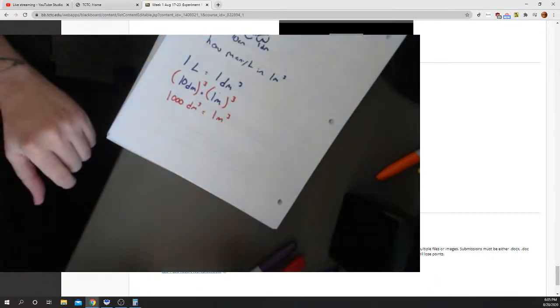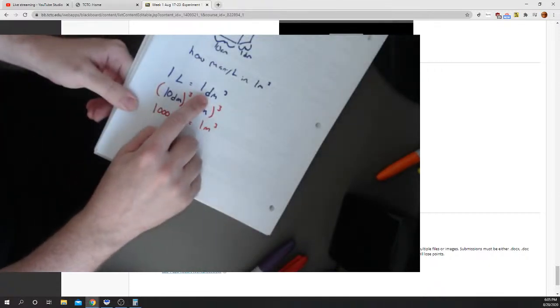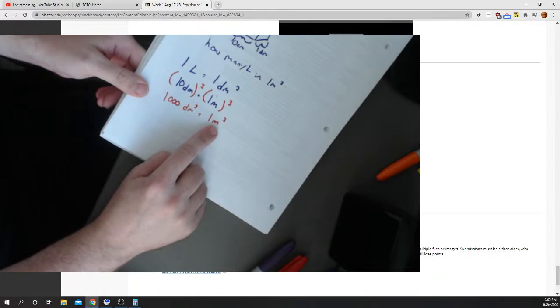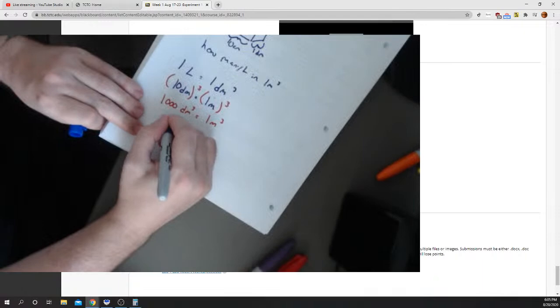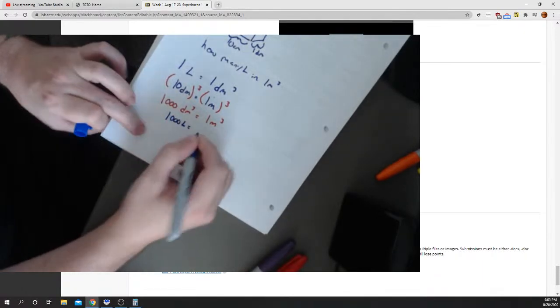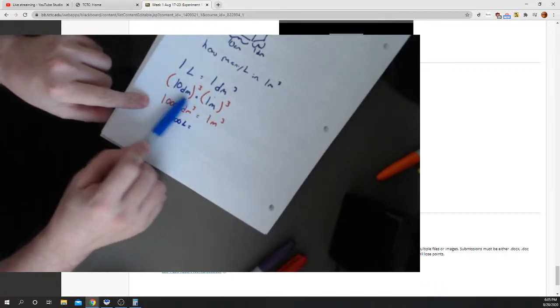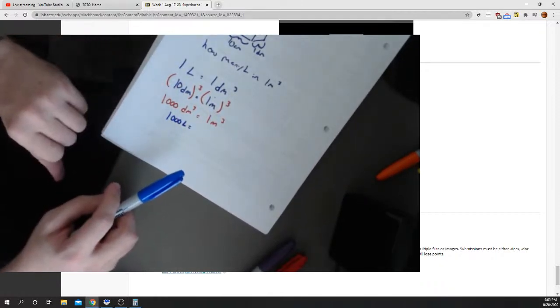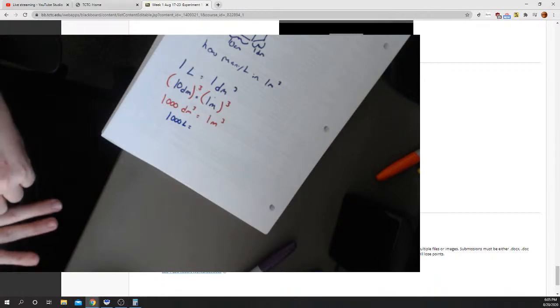So that's why we make it a point to talk about this specifically. Because 1 liter is equal to 1 cubic decimeter. Therefore, 1 cubic meter has 1,000 cubic decimeters, or 1,000 liters. Okay? Because when you cube the unit, you also cube the conversion factor. So that is something that can trip a lot of people up.